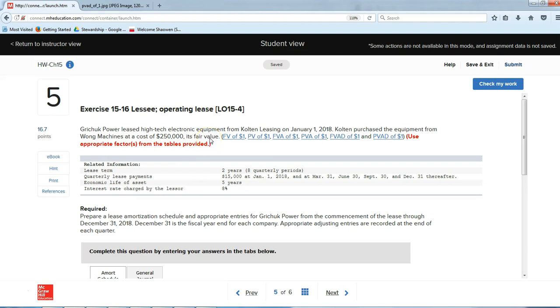So how do I know this is an operating lease? We will take the present value of the lease payments and compare it to the fair value of this asset. The rental payment is paid quarterly at the beginning of every quarter. How do I know it's at the beginning? They started the lease contract on January 1st, 2018, and the first payment is made on January 1st, 2018. So to find the present value of these $15,000 payments, we should go to the table of present value of annuity due.